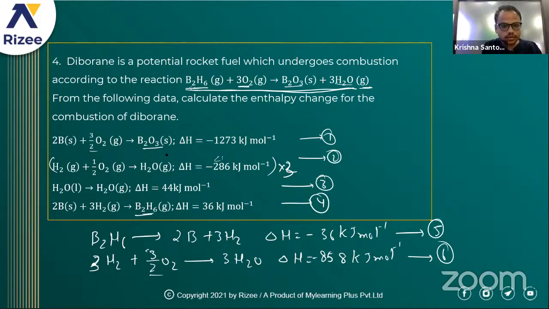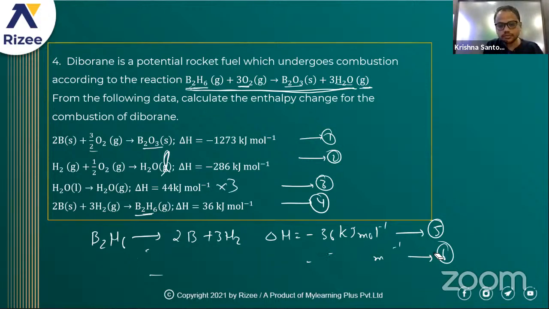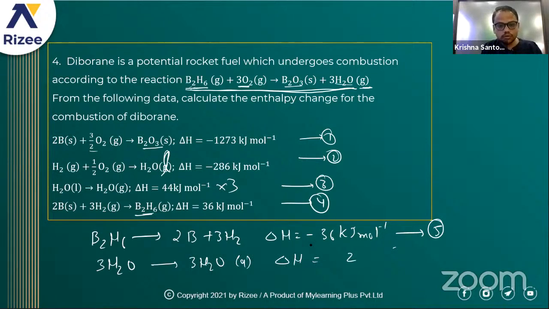So no, I think this is wrong. Here it should be liquid. So the question is wrong. Here it should be liquid. So now we will multiply this one with 3. Then we will get the required equation. So I will get the third equation as 3H2O liquid gives rise to 3H2O gas. So the delta H value will be equal to 132 kilojoules per mole.